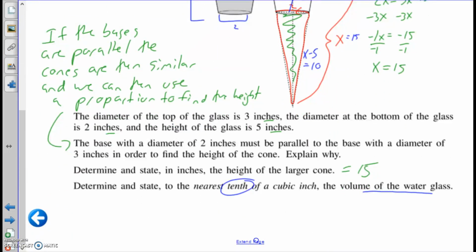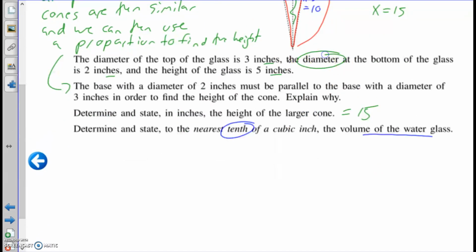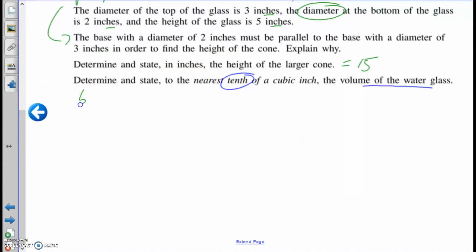Now, one thing you have to be careful of whenever you're doing volume formulas, especially things that have circles, they always give you diameter. But what you always need is radius. So for the big cone, the height we figured out is 15, but the radius is 1.5 because the diameter was 3, right? We got to cut that in half. So the volume of that is 1/3 pi times the radius squared, 1.5 squared, times the height of 15, okay?